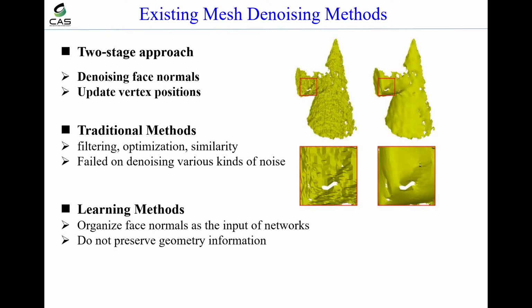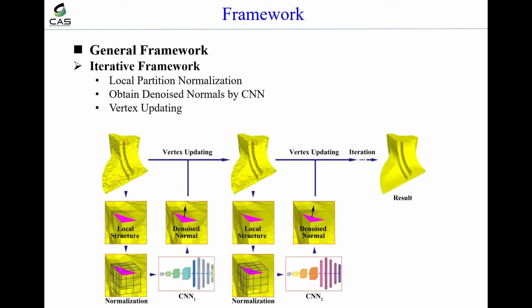Learning-based methods can solve this problem, but most methods directly organize the face normals as the input of a network, in which the geometry information is discarded, leading to unsatisfactory results. To address this problem, we propose a learning-based method, namely NormalNet.